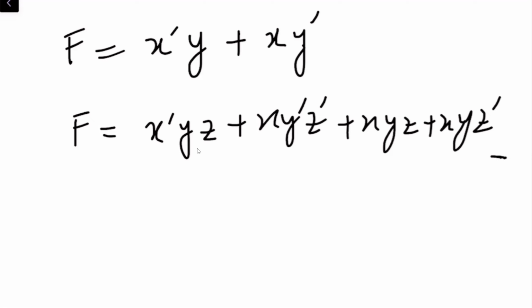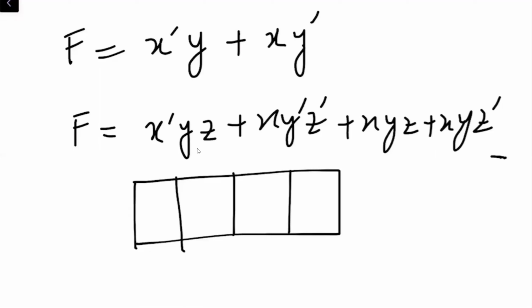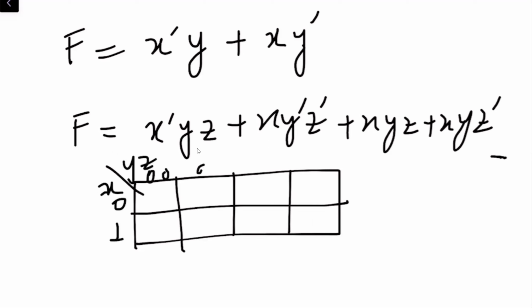Now with this function, we can see that as we have three variables, a total of 8 boxes will be required to map this function, with x over here, y z over here. x is 0 1, and yz is 0 0, 0 1, 1 1 and 1 0.